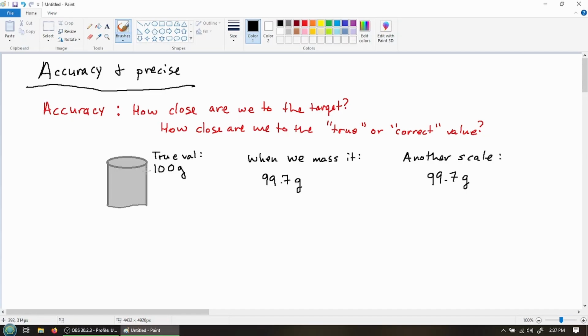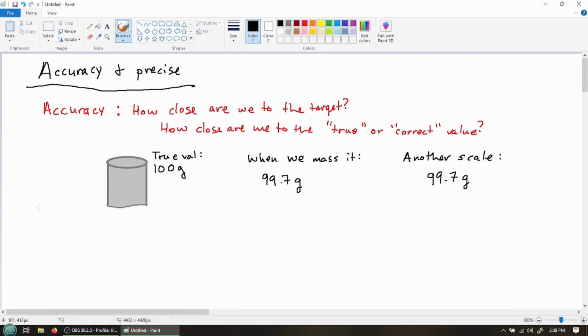We could call into question, did the manufacturer mass this accurately? We're going to say accurately because what we're calling into question right now is, what is the actual mass of this object? How much mass does this object contain? If we measure it repeatedly and what we get is 99.7 every time, well, what we might be able to say there is that 100 grams is not an accurate measurement of the mass of this thing.